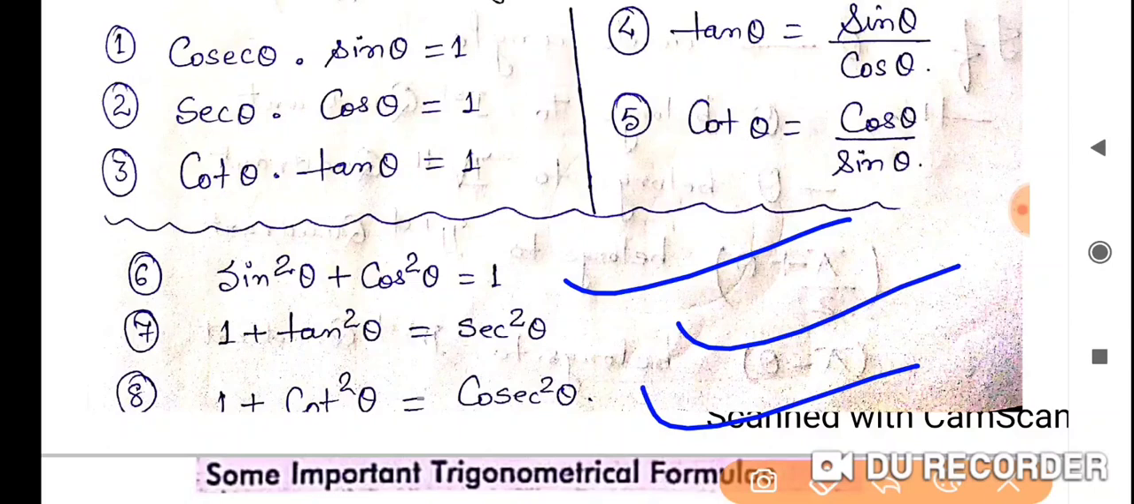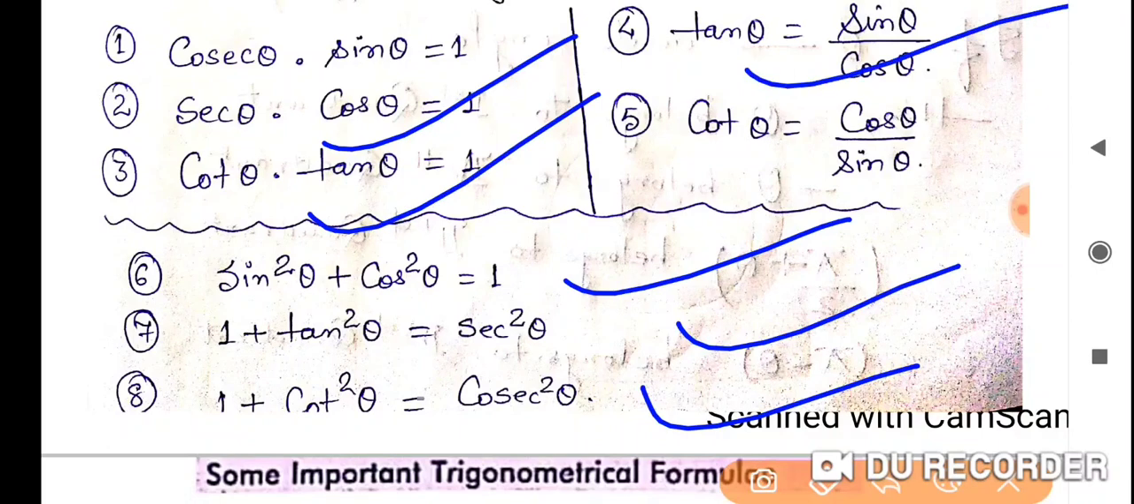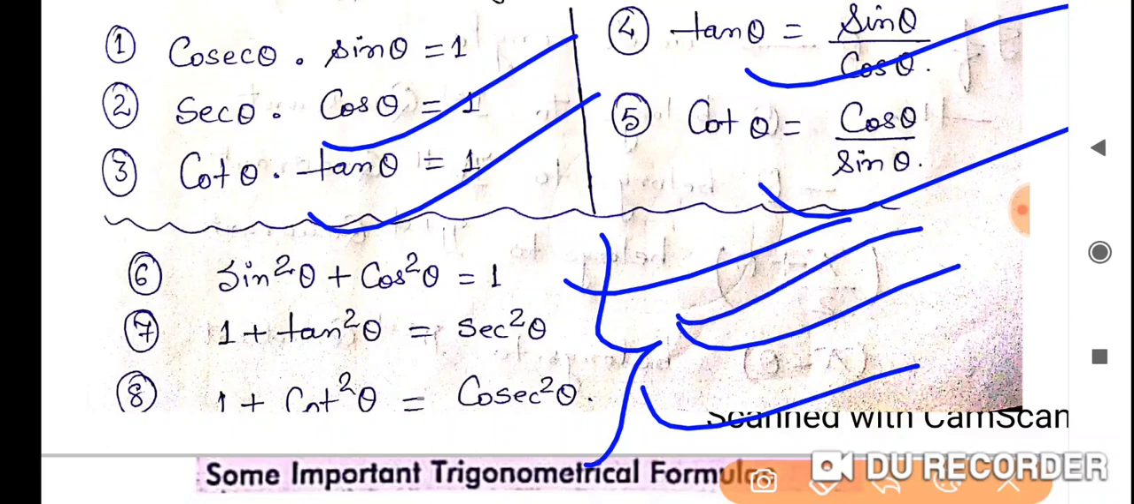Again I am repeating, since cosec theta and sin theta are reciprocal of each other, their product is 1. Sec theta and cos theta are reciprocal of each other, so their product is 1. Cot theta and tan theta are reciprocal of each other, so their product is 1. Tan theta equals sin theta upon cos theta, the ratio of sin theta and cos theta. Cot theta equals cos theta upon sin theta. Next identities are sin square theta plus cos square theta equals 1, 1 plus tan square theta equals sec square theta, and 1 plus cot square theta equals cosec square theta.